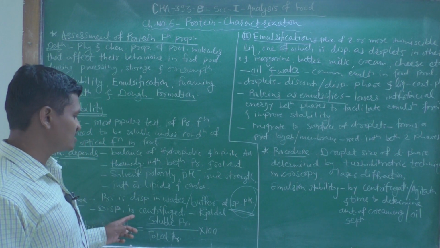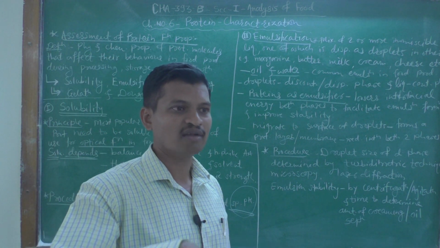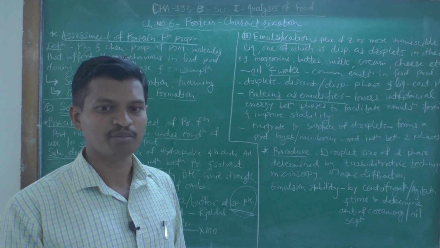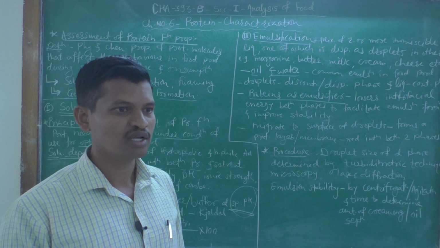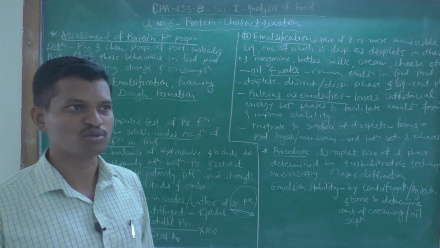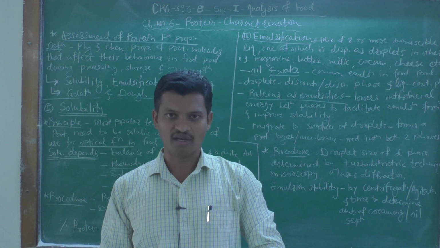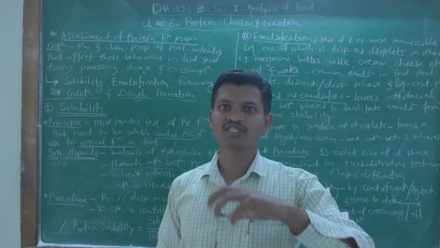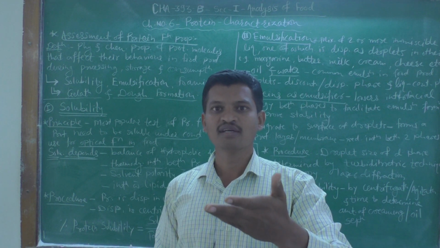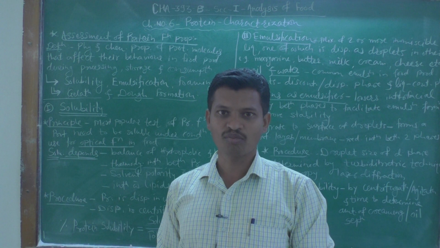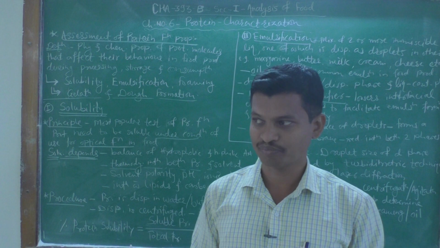Then this dispersion is centrifuged. We have a centrifugal machine, and this dispersion medium, containing protein and the solvent, water or buffer solution, is centrifuged with the help of the centrifuge machine. After that, what will happen? Some amount of the protein is dissolved into the solvent, that is water or buffer, and some of the protein part is collected at the bottom of the sample holder in the centrifugal machine. We call it the centrifugate.